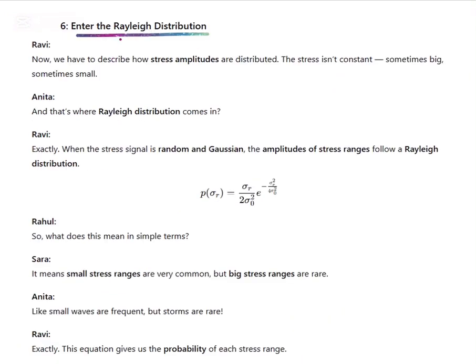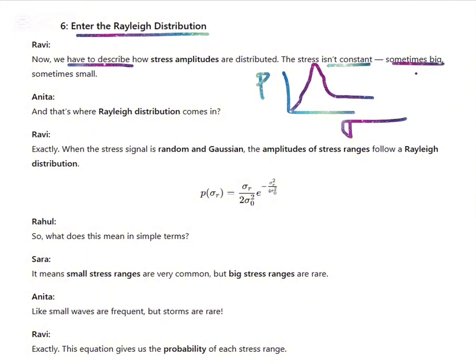Now we will look at the stress amplitude distribution. We have to see how the stress amplitudes are distributed, for example, the stress amplitudes against their probability. The stress is not constant, sometimes big, sometimes small. That's where the Rayleigh distribution comes in.